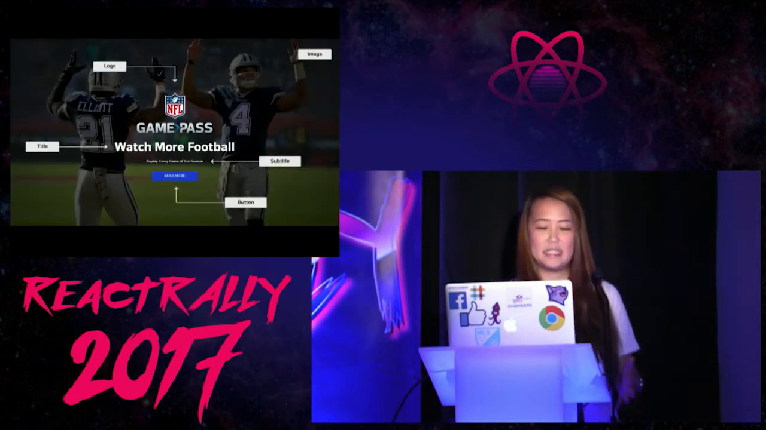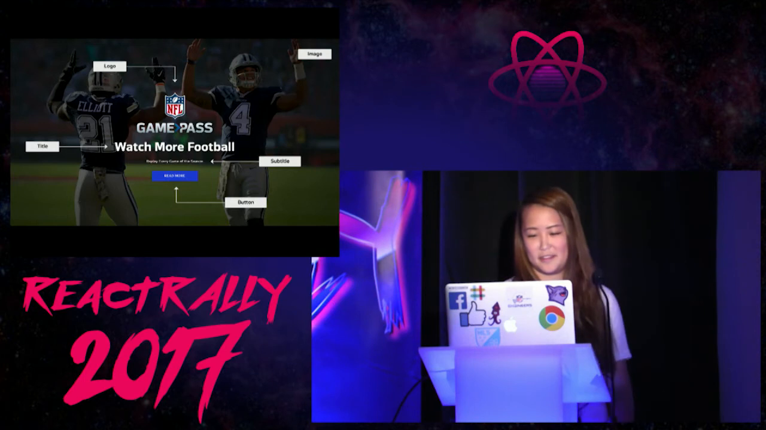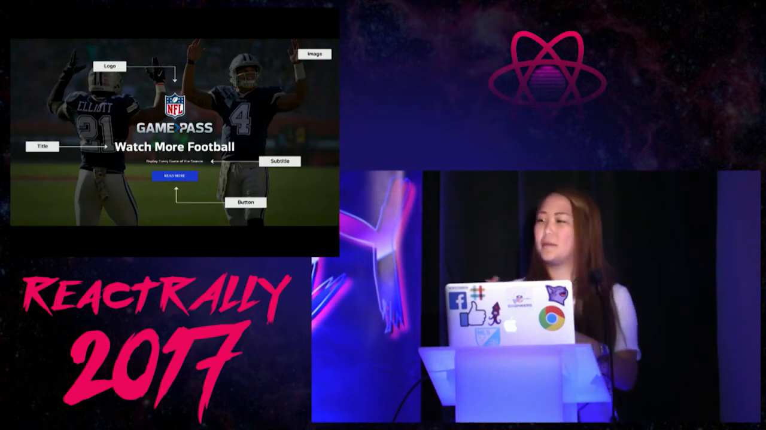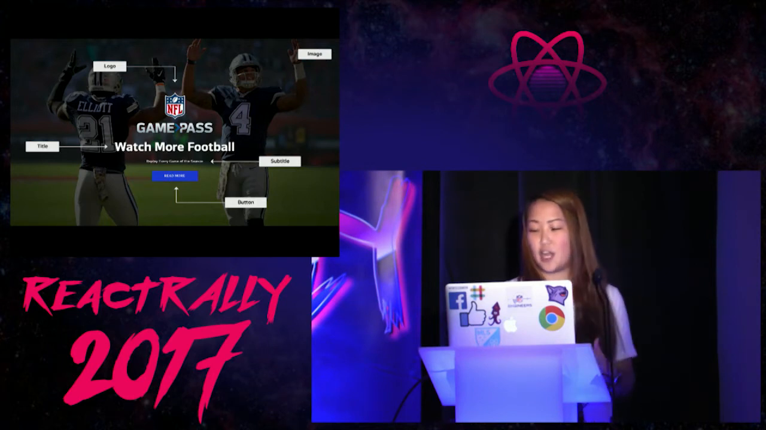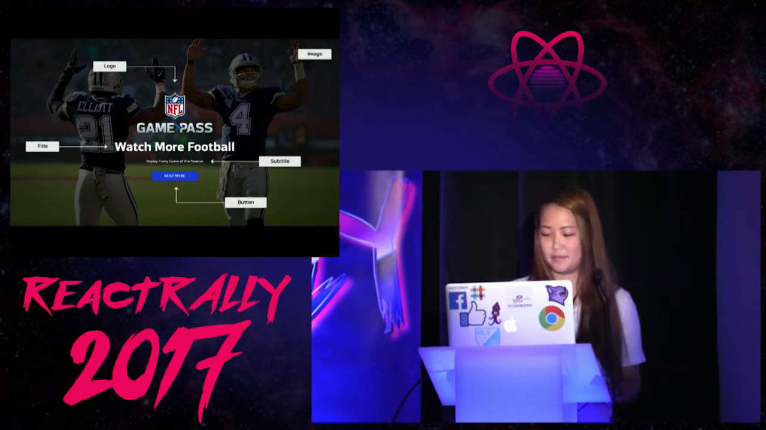Here's an example. This is what we call a hero component. And this is what we're going to be editing in a little bit. The hero is made up of several child components. There's the title of the hero, the subtitle of the hero, there's a logo, a button or call to action, and an image.